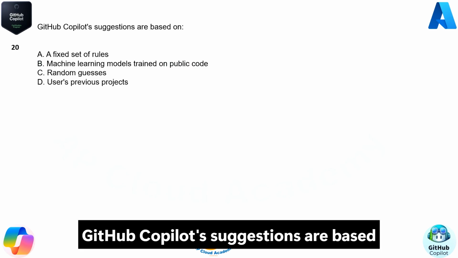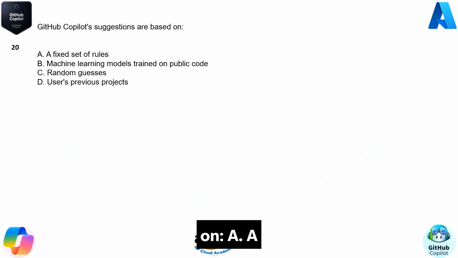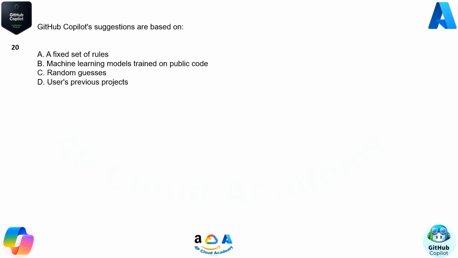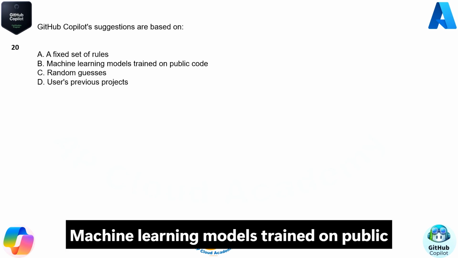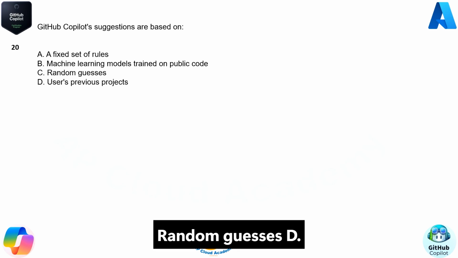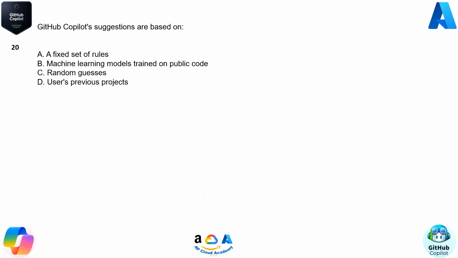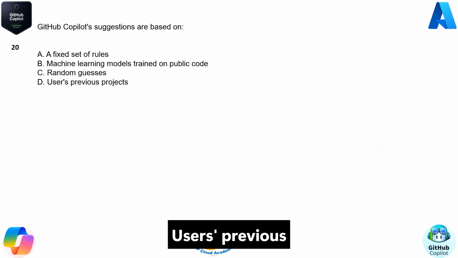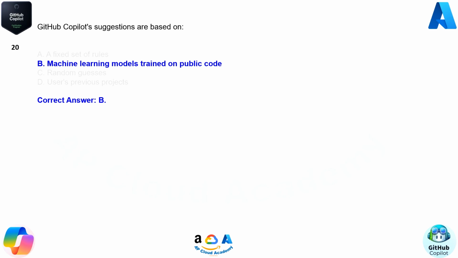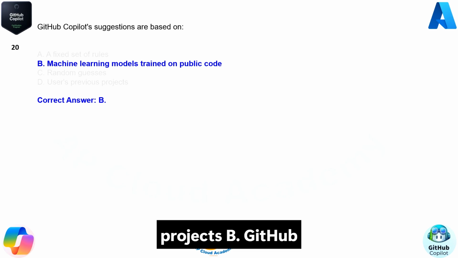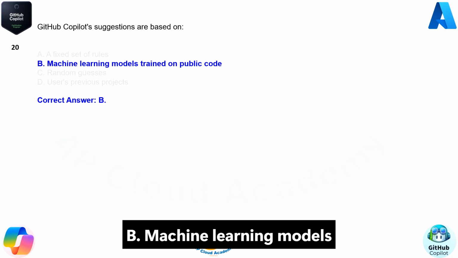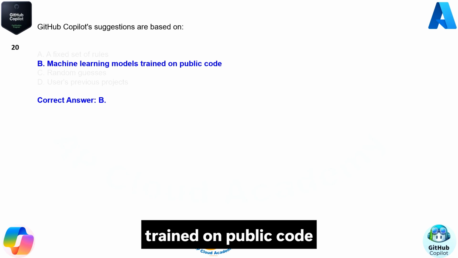GitHub Copilot's suggestions are based on A. A fixed set of rules. B. Machine learning models trained on public code. C. Random guesses. D. Users' previous projects. Correct answer, B. Machine learning models trained on public code.